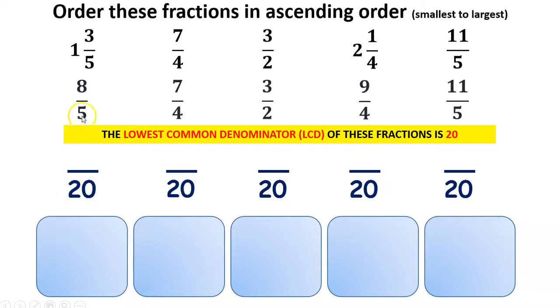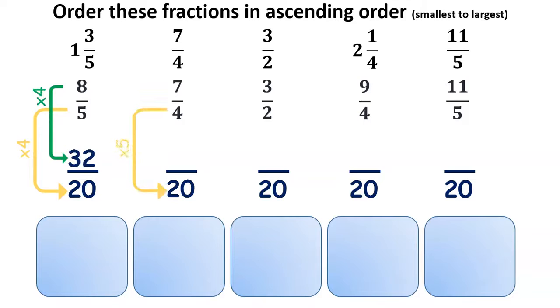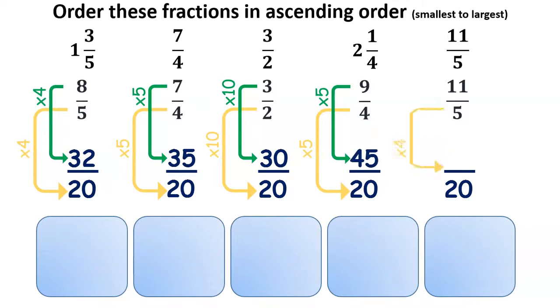And then I ask myself, what do I multiply 5 by in order to make it a 20? 4. 5 times 4 is 20. I need to multiply the numerator by the same number. 5 times 4 is 20. 5 times 7 is 35. 10 times 2 will give me 20. 10 times 3 will give me 30. So again, 5 times 4 will give me 20. I need to multiply by 5 again, 45. 4 times 5 is 20. 4 times 11 is 44.